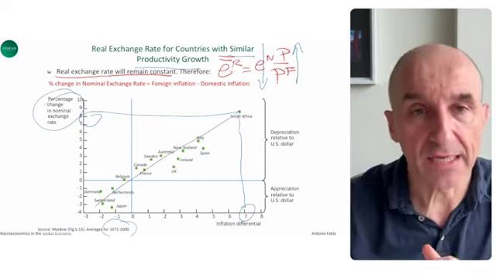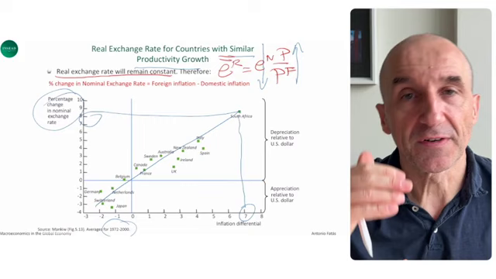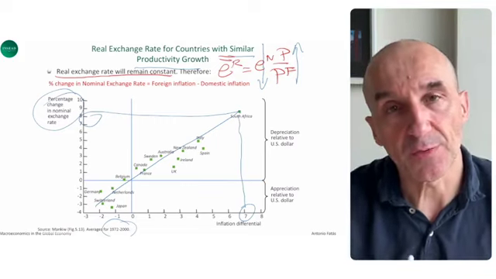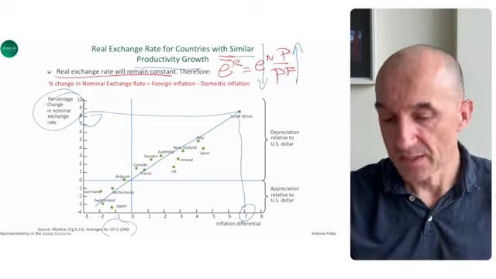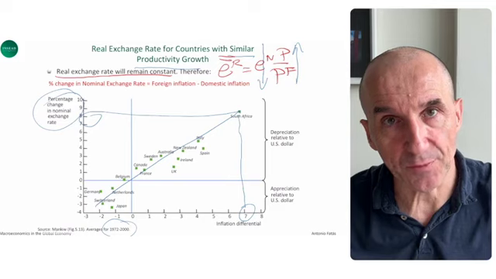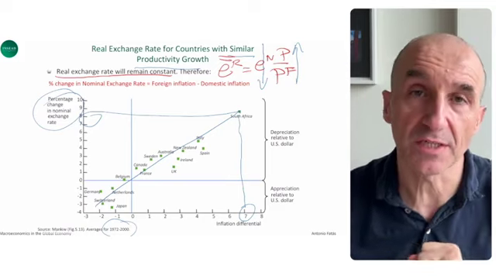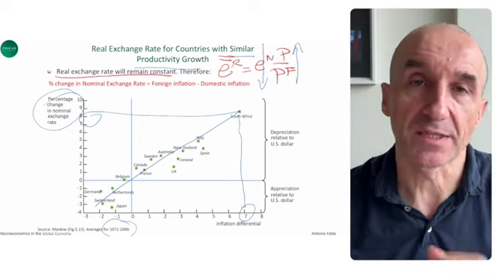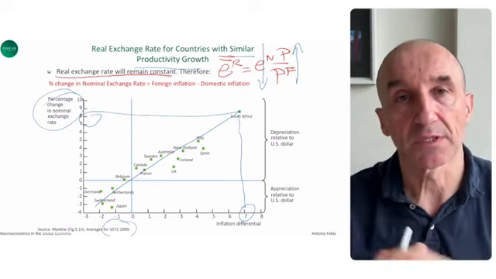Same pattern for everyone else. Your inflation is 3 percentage points higher than mine, your currency depreciates by 3 percentage points. So what you see here is only one message and only one. Real exchange rates have to be constant when productivity growth is the same. Inflation differentials must be compensated by the nominal exchange rate. That's it.